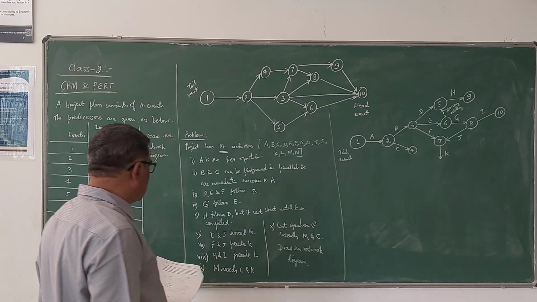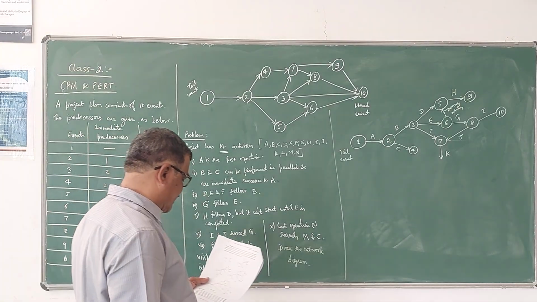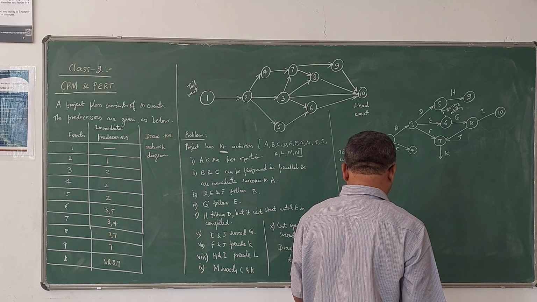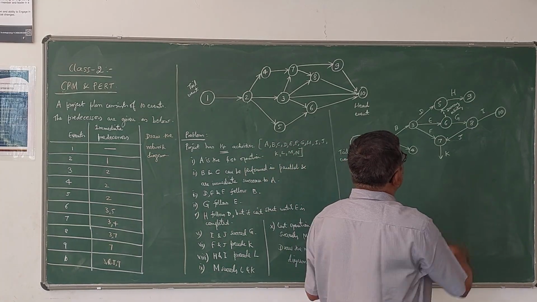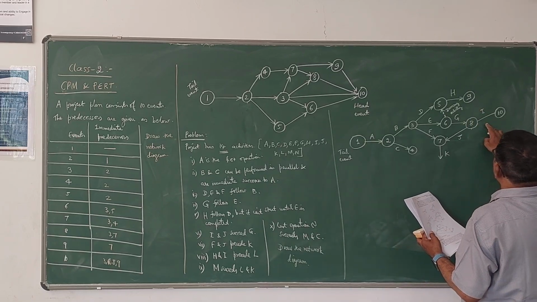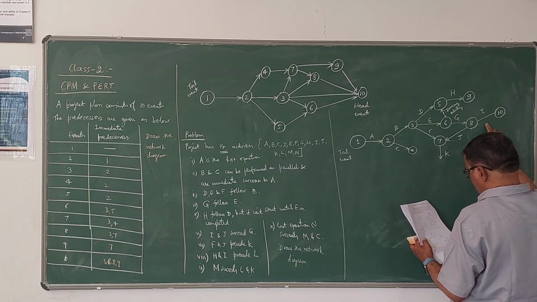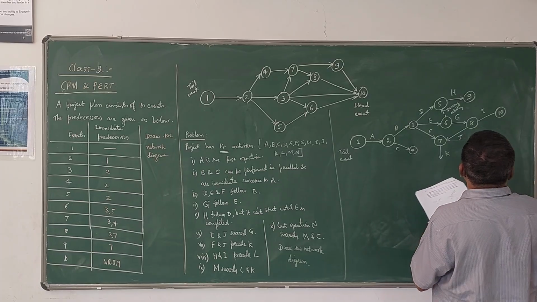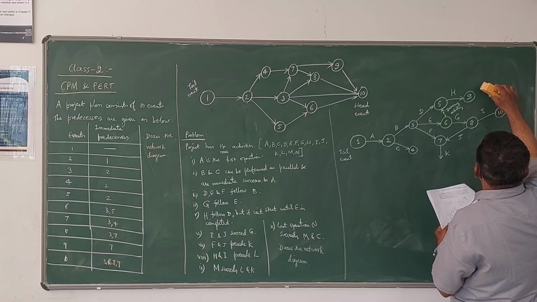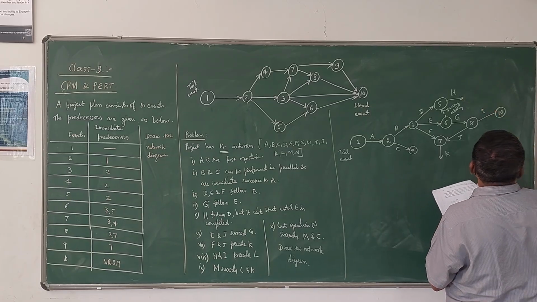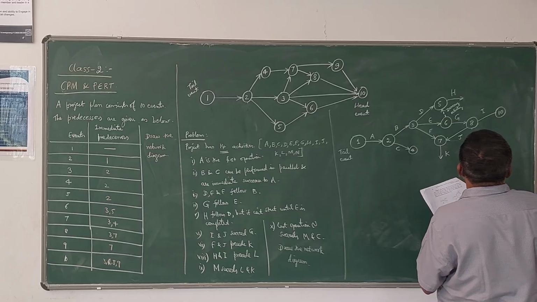Next, H and I precede L. Where is H? Yeah, H and I, these should precede L. So L should be after H and I. It will be like this. This H and I should be connected.